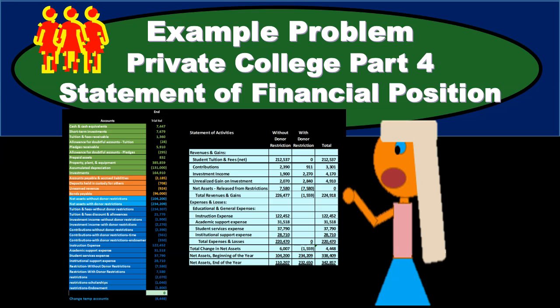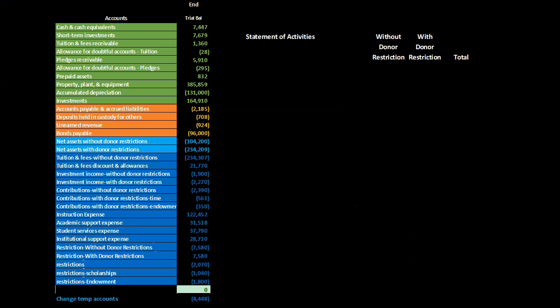In this presentation, we will take a look at part 4 of an example problem related to a private college, this time putting together a statement of financial position. We're going to be putting together our statement of financial position from a trial balance, noting that the statement of financial position is similar to an income statement. It's going to be that activity statement, the performance statement. How did we do over some time frame with a starting and an end to it.